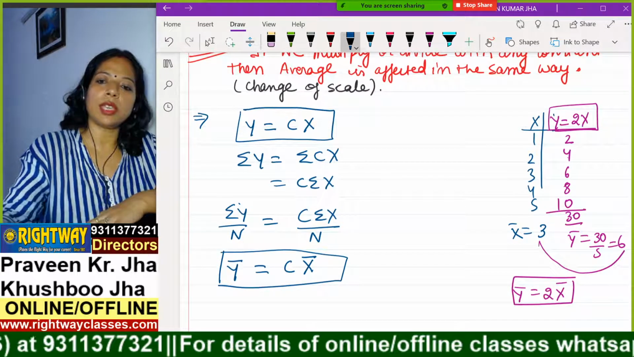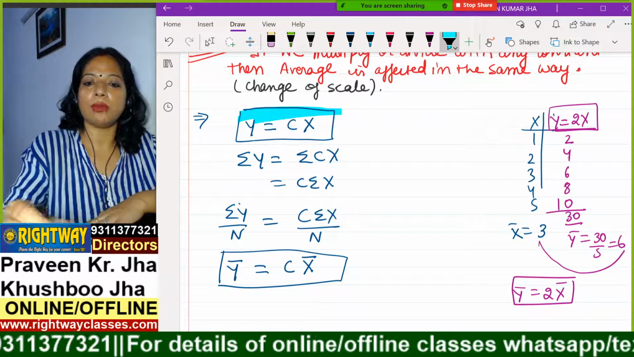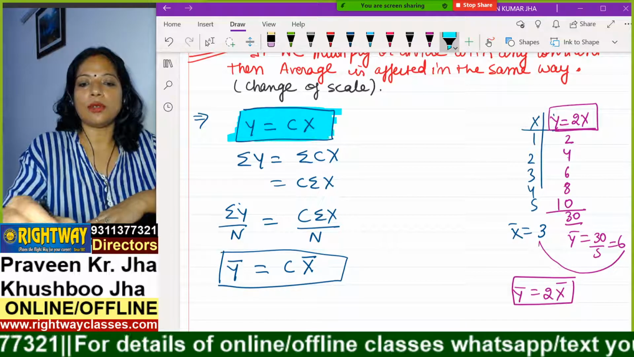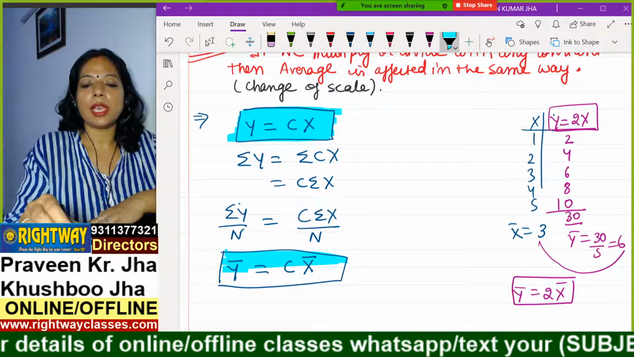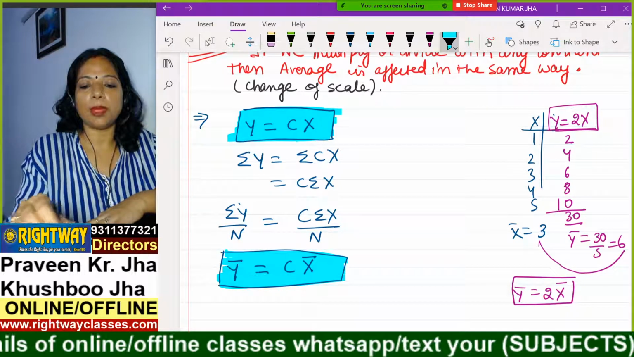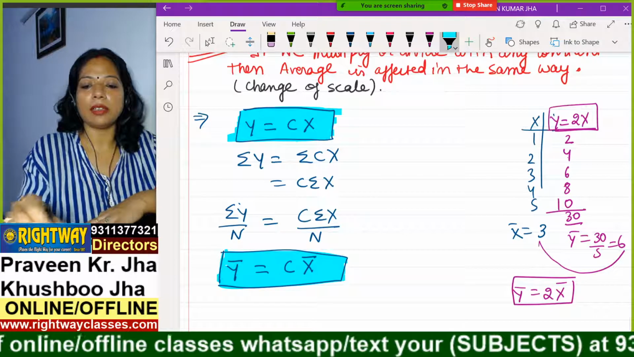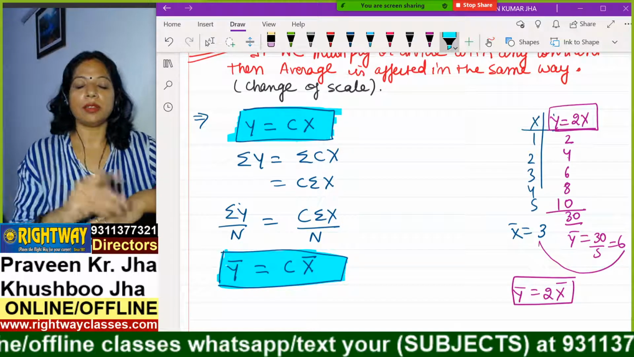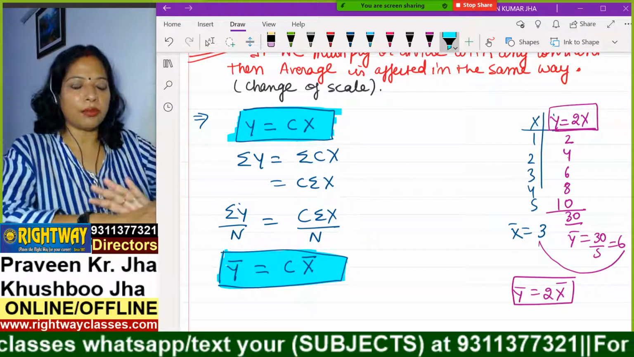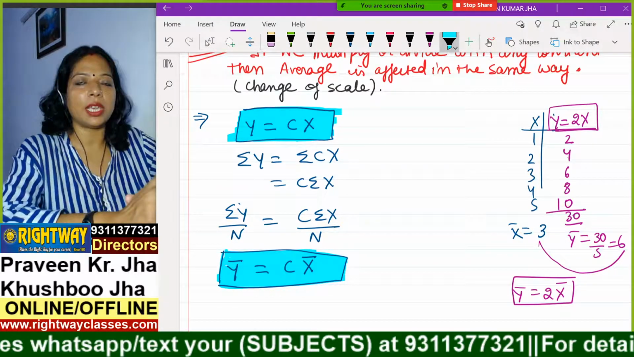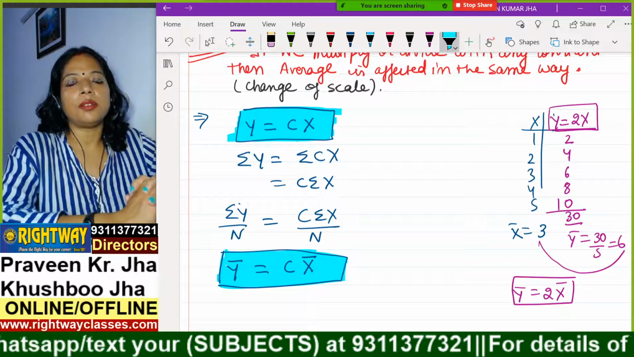Y is equal to cx will be affected in the same way. So whatever is the relation between the old observation and the new observation, the same relationship will hold between the old mean and the new mean, isn't it? If it's okay, then we can move on to the next property, that is trimmed mean.